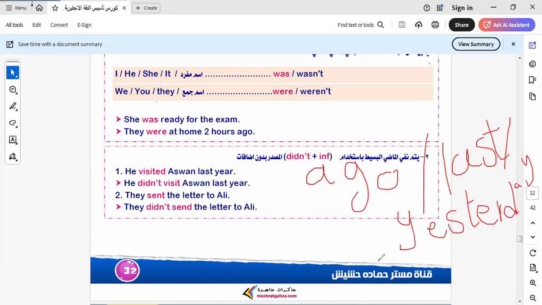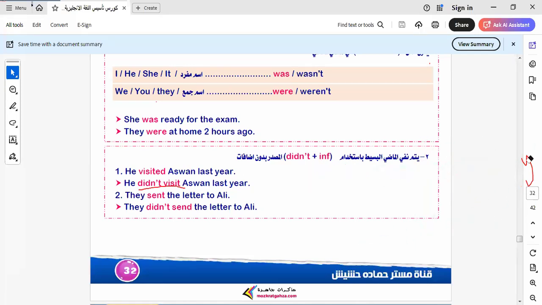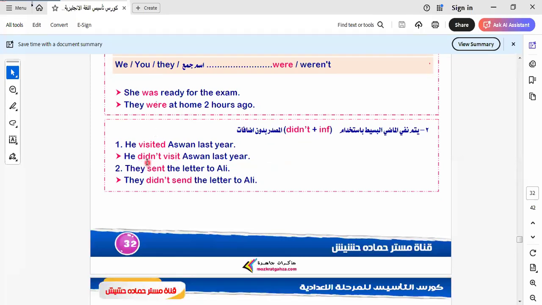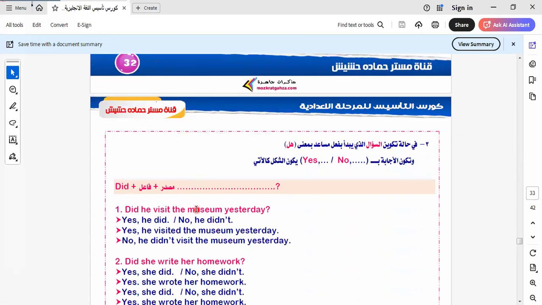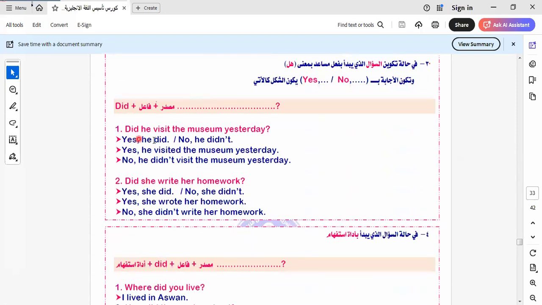And I would like to explain it in the simplest way. When we put did or didn't, we put the verb in what? In the stem form, as we do in the present simple. When we put does or do, we put the verb in the stem form. Then we have the same thing here in the past form. We put did and put the verb in the stem form. Okay, like this. Here we say, did he visit? So here we have did, so don't say did he visited.